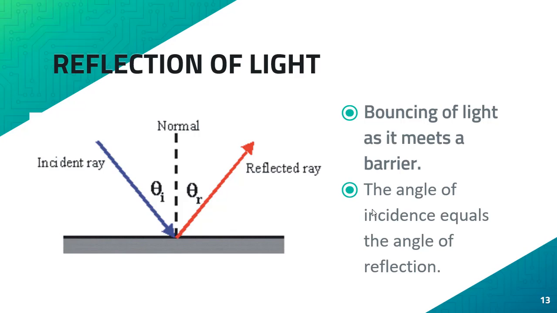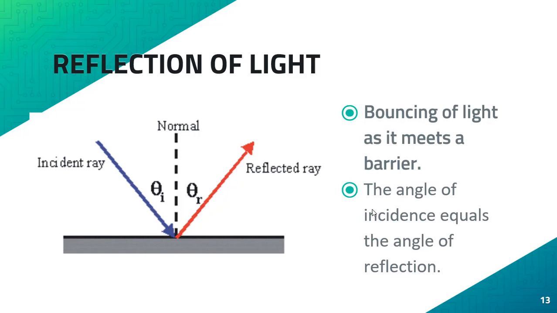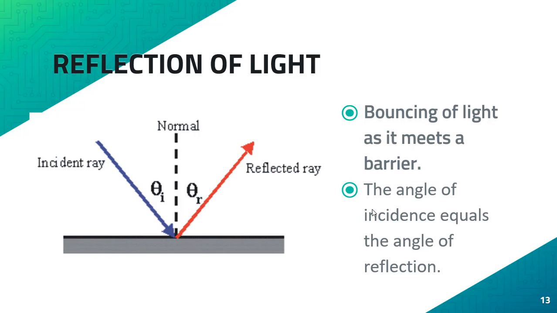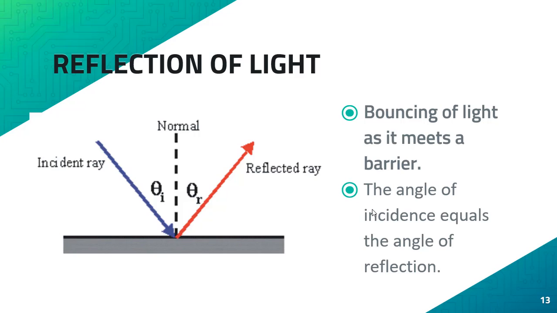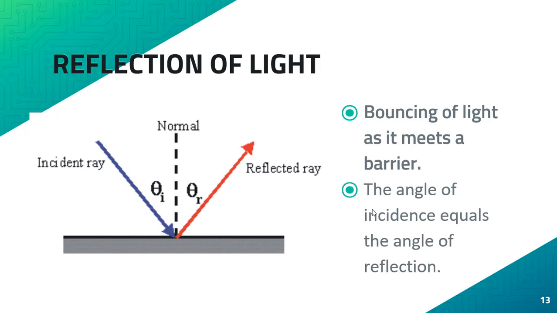Now, in your experiment, you have observed this one. You have here the blue line as the incident ray, and then the red one would be the reflected ray, and then we have the normal line, which is at the center, perpendicular to the barrier or to the surface. Then the angle from the normal line to the incident ray, that is your angle of incidence. And then the angle from the normal line to your reflected ray, that is your angle of reflection. Then according to the law of reflection, which you have discovered based on your experiment, the angle of incidence is always equal to the angle of reflection.